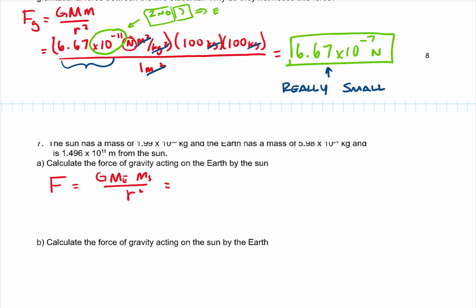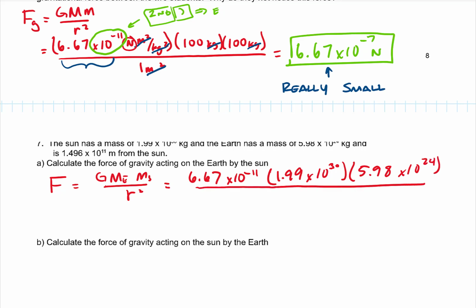So we got to put all those numbers in. G is 6.67 times 10 to the negative 11th. The mass of the sun is 1.99 times 10 to the 30th. The mass of the Earth is 5.98 times 10 to the 24th kilograms. And they are separated by a distance of 1.496 times 10 to the 11th meters. And then that whole thing has to be squared.